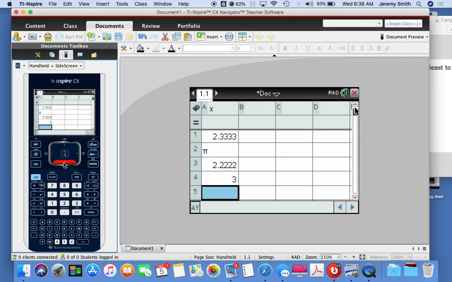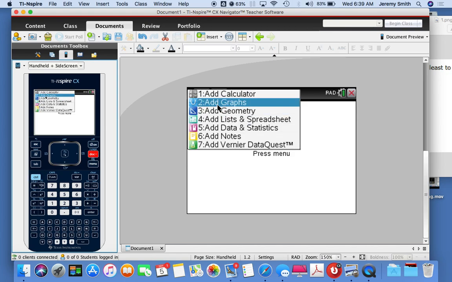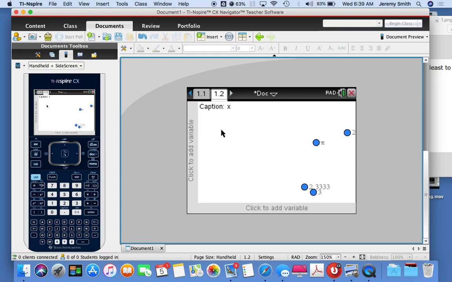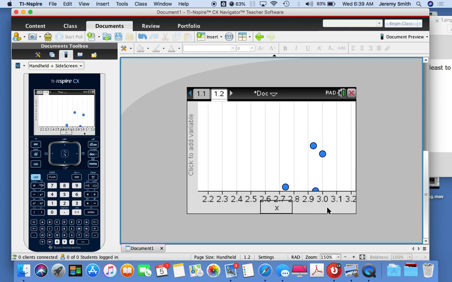Now what I would like to do is press Control Doc, which is going to give me the options to add a few things. We want to select Add Data and Statistics. What I want to do is change this right here to X. And I can see my numbers now. I can see that this number line is going up right here.